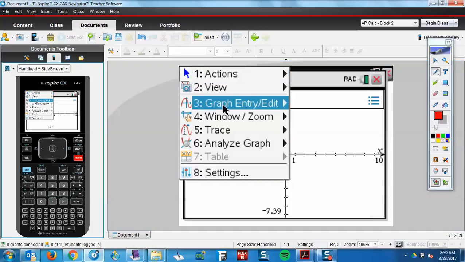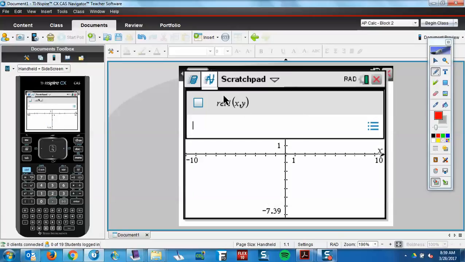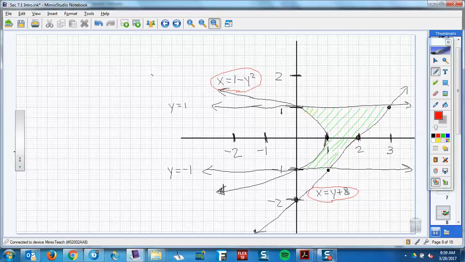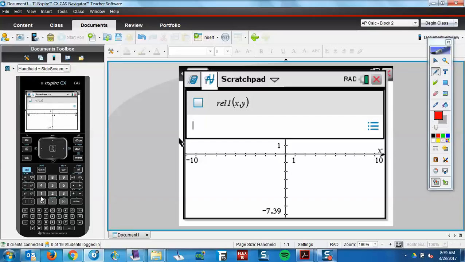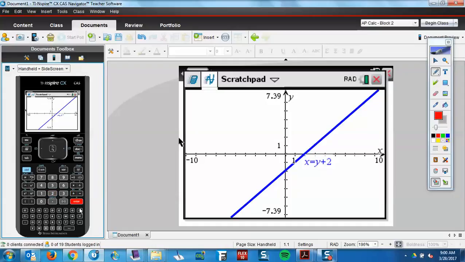Let's go to menu, then graph entry, and then relation. Notice it says relation x comma y, so it will graph any set of x's and y's. What was that one equation I had here? I think one of those was x equals y plus 2. Now, it'd be very easy to subtract 2 there: you get y equals x minus 2. It's got a y-intercept of negative 2 and a slope of 1, so it's very easy to draw that without your calculator. But let's just show how it does it. So that was x equals y plus 2. Boom, there it is.